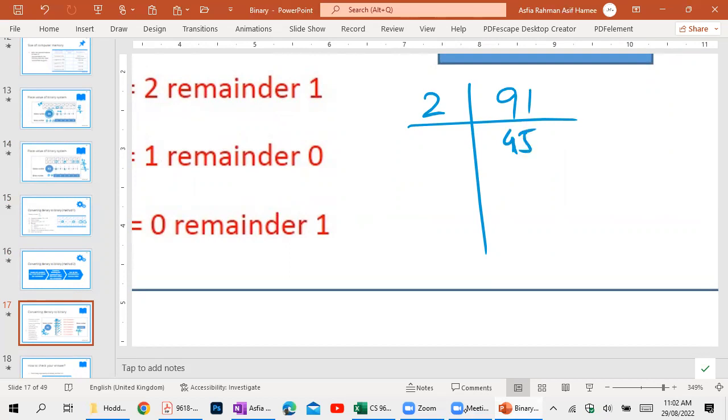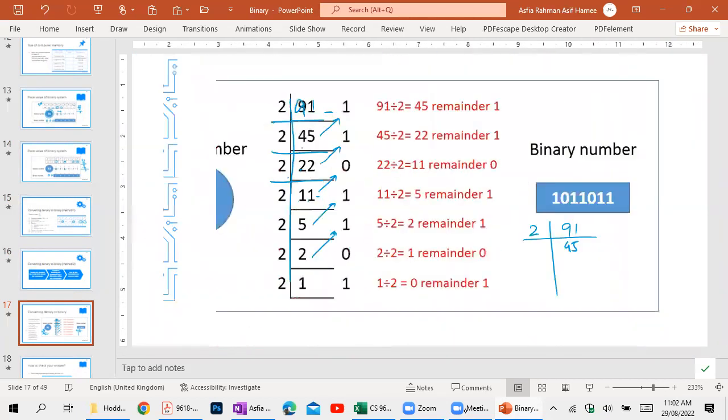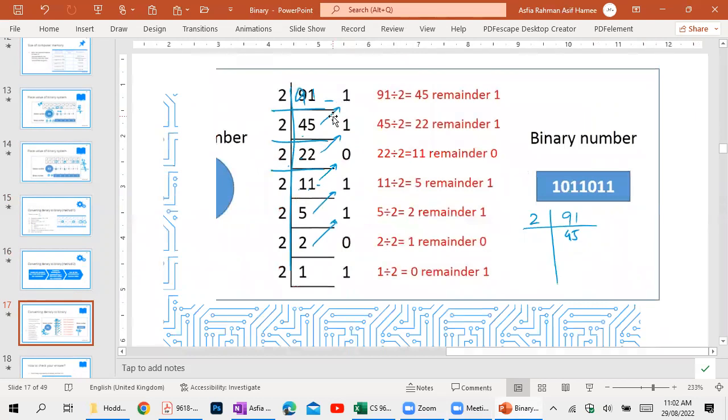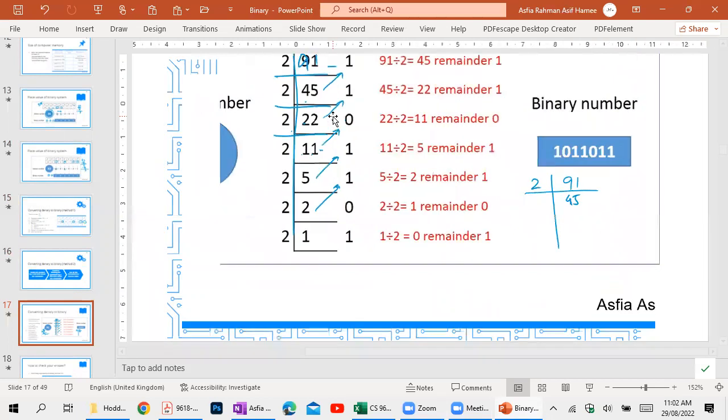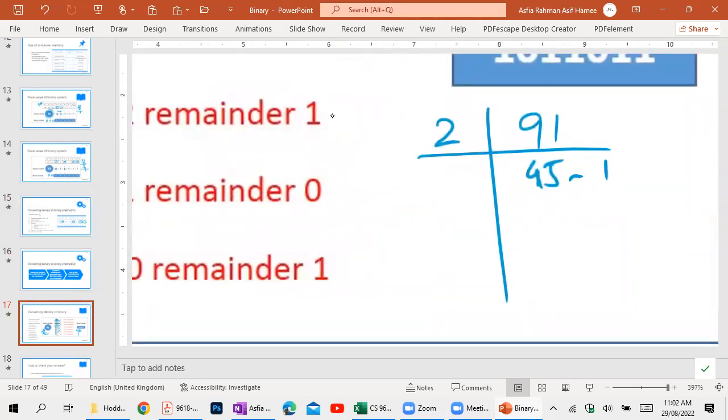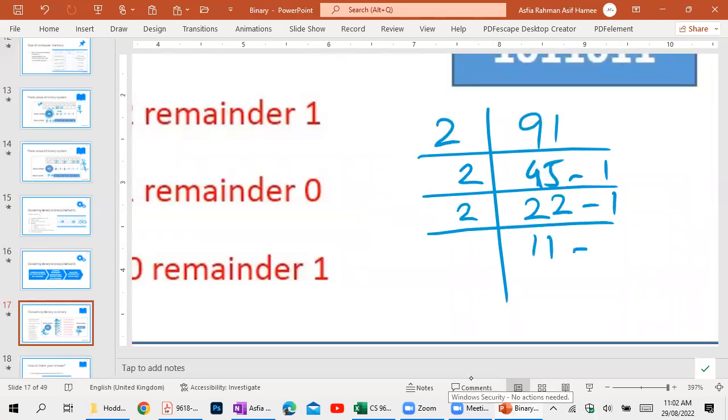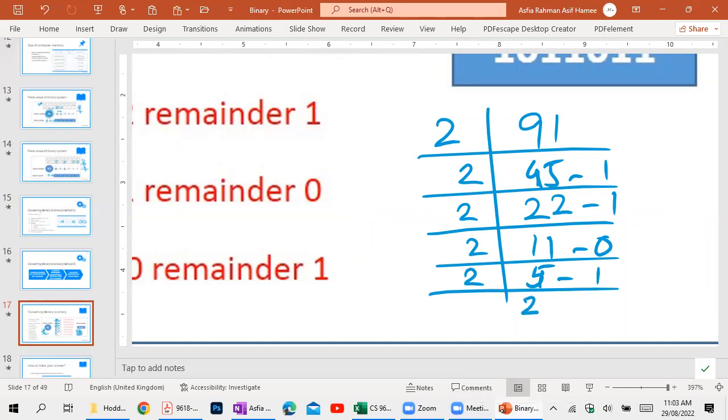Okay, one more thing. It's not necessary that you write it with the top number. You just need to write the remainder. There is no set rule in this. You can write it like this. 2 twos are 4, 1 remainder, 11, 0 remainder, 5, 1 remainder, 2 twos are 4, 1 remainder, 2, 1, and then 0.